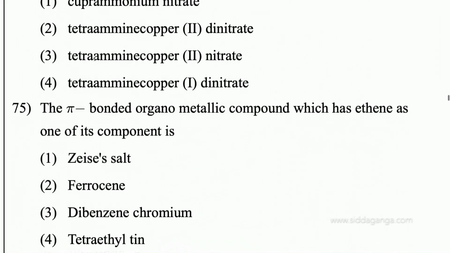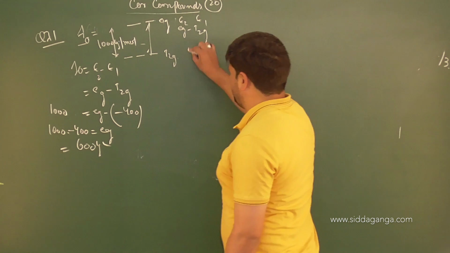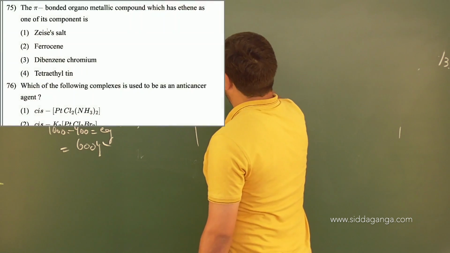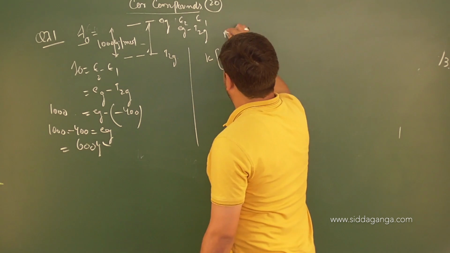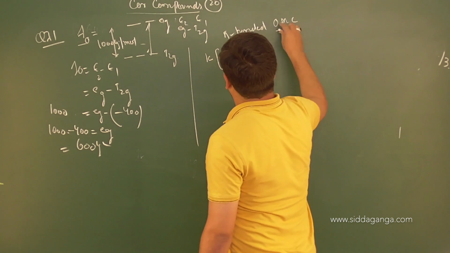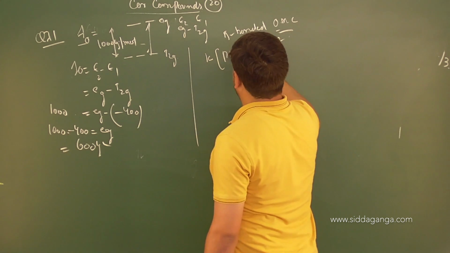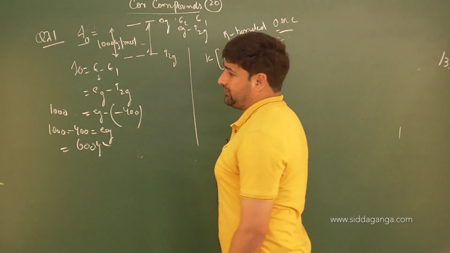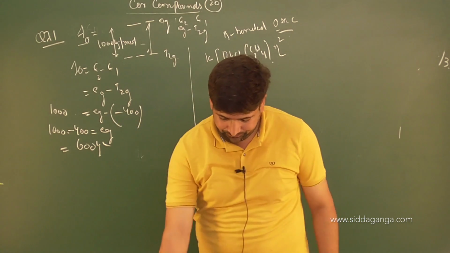Right. Question number 75. The pi bonded organometallic compound which has ethene as one of its components is, it is Zeise's salt. And what's the formula for that? We know it, K[PtCl3(C2H4)]. This is what bonded? Pi bonded organometallic compound. Not only is it a pi bonded organometallic compound, but we are also using the word eta2, because that means the total number of carbons linked with the central metal atom by what bond? Pi bond. Correct option will be which one? This salt. Next question, children.